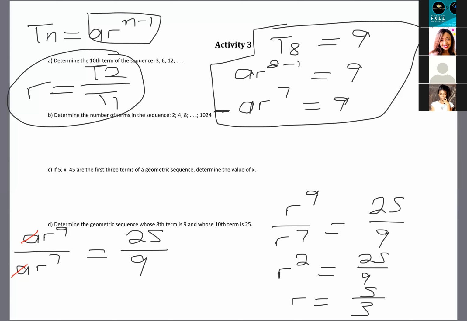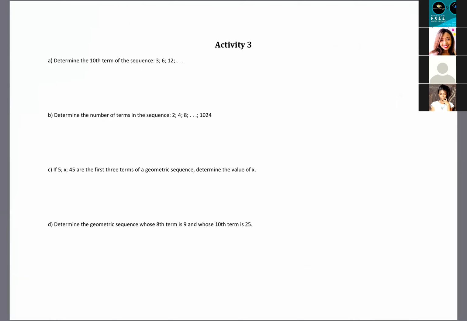Are you with me? Yes, ma'am. Okay, great. So now that I have my 5 over 3, which is my R, I can now calculate A, right? You see that? Yes, ma'am. So I have my R, which is equal to 5 over 3.